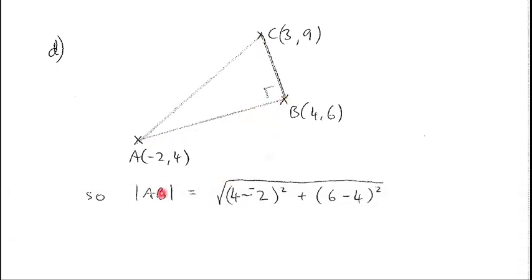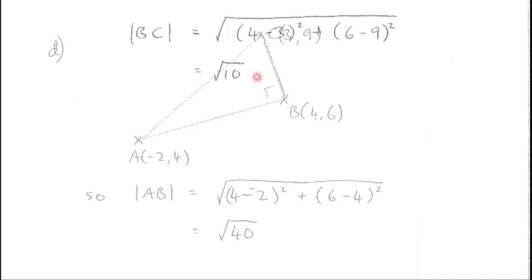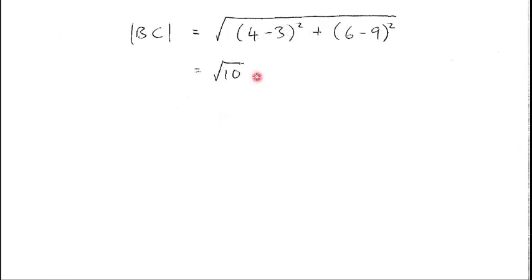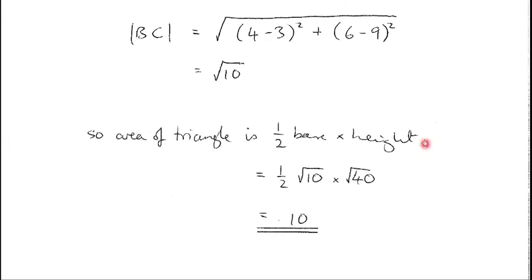So let's calculate AB, and that gives us root 40. Notice I didn't simplify the root 40. I could have done, but it's not a problem, because it's just an intermediary stage in your calculation. I do the same for BC and find it as root 10. I then tell the examiner how I'm calculating the area of the triangle, just in case I make a mistake and lose my accuracy mark, so at least I will get my method mark. And then I find the actual area is 10. Notice I'm not putting any units because there are no units in the question.